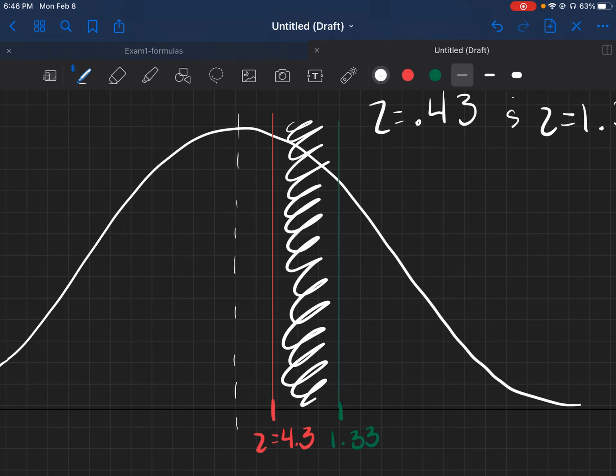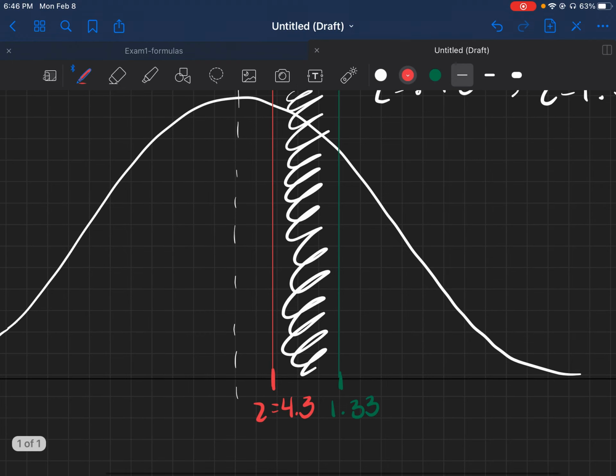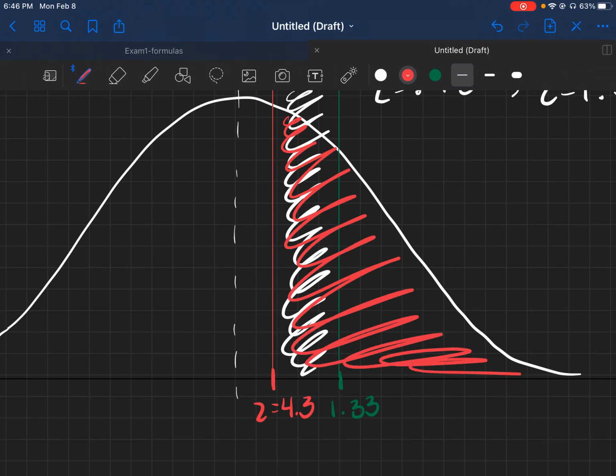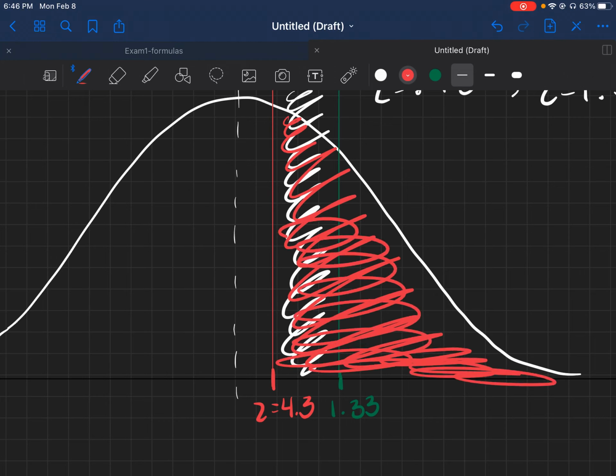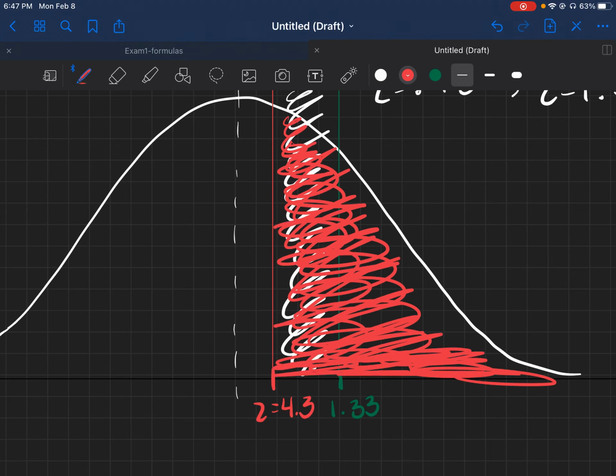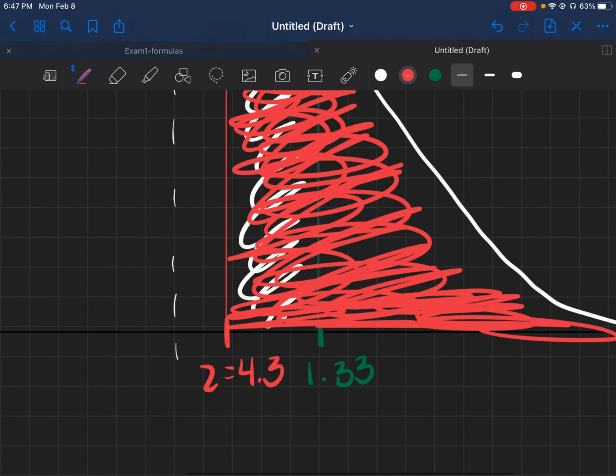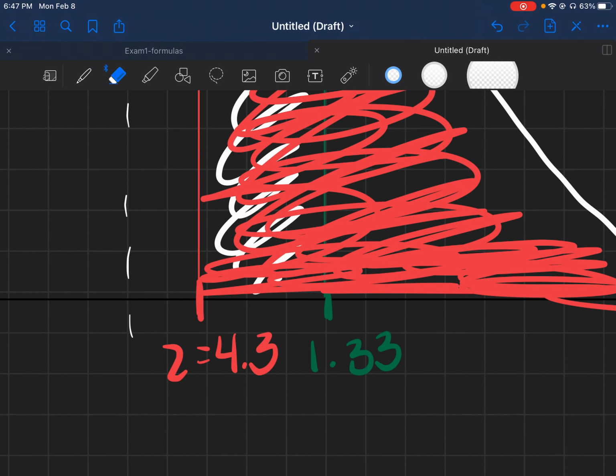So the first thing we're going to do is find the amount of area in this big section here, okay? And I know you're going to have to do some subtraction here, but the first thing we're going to do is find this big chunk. So what I'm going to do, oops, I put z of 4.3. I'm sorry, I meant to put 0.43. Hopefully that doesn't mess you up.